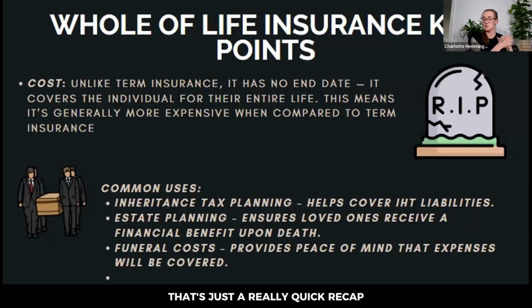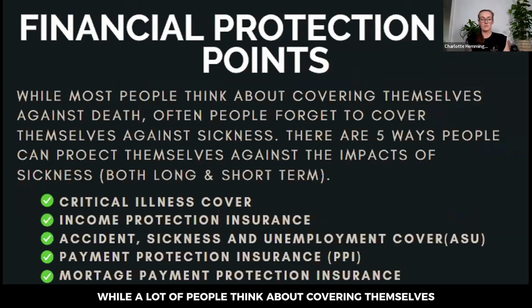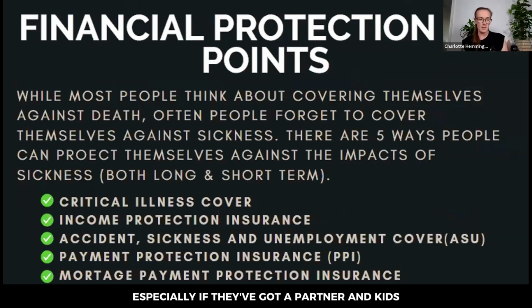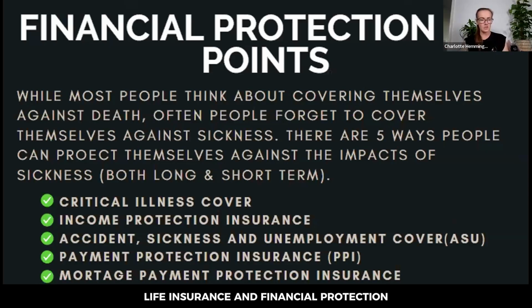So for CeMAP 3, that's just a really quick recap. If we move on to financial protection, while a lot of people think about covering themselves if they die, especially if they've got a partner and kids, often people forget to cover themselves against things like sickness, disability, a really bad accident that means you never go back to work. All of those things are kind of more likely statistically to happen than for you to die during your mortgage term. So people usually should look at both life insurance and financial protection.